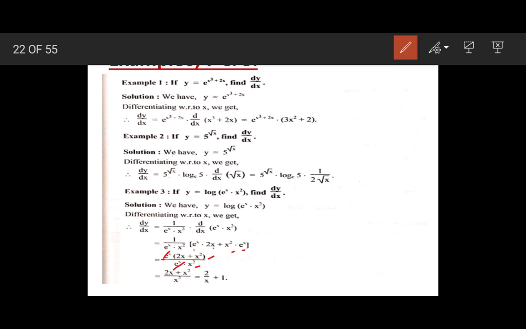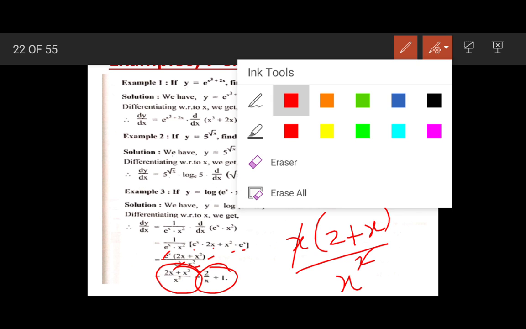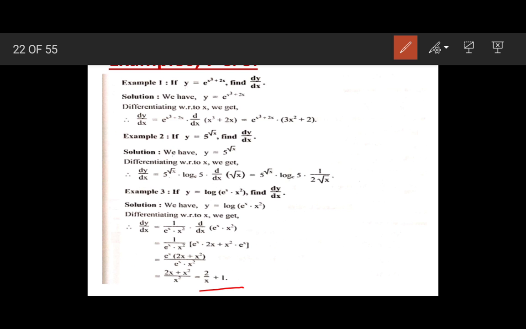Now e^x cancels. So what I am getting is 2x plus x square upon x square. Now again take x common from the numerator. So I will get x into 2 plus x, upon x square. Again one x cancels. So finally I am getting 2 plus x upon x. That means this is equal to 2 upon x plus x upon x. x cancels. So 2 upon x plus 1. So the final answer is 2 upon x plus 1.